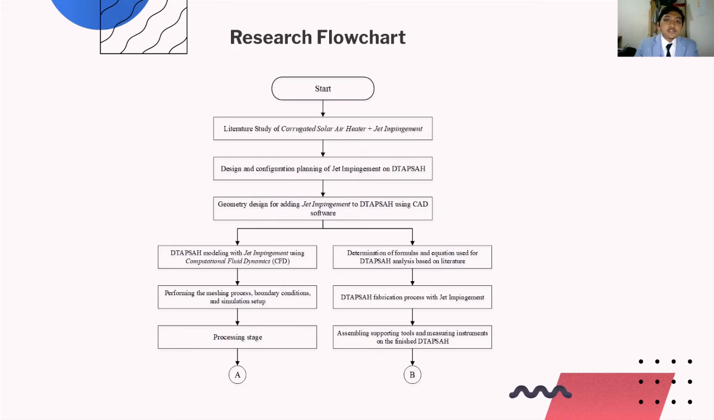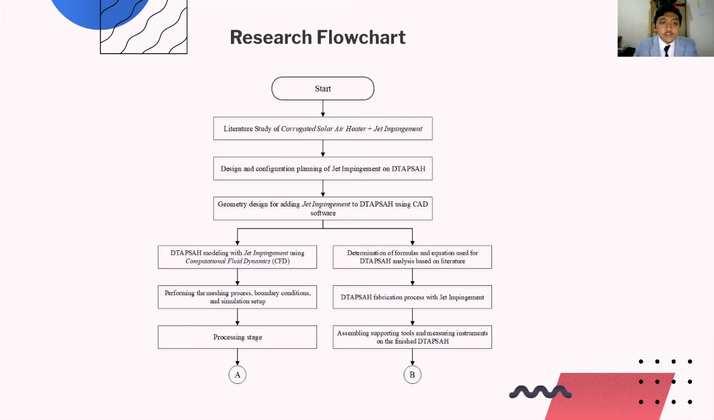And this is the research flowchart. The first step is a literature study of the corrugated solar air heater plus jet impingement, and then design and configuration planning of jet impingement on DTAP-SAH. The next is geometry design for adding jet impingement to DTAP-SAH using CAD software. And then for the research, there are two studies: numerical studies and experimental studies.